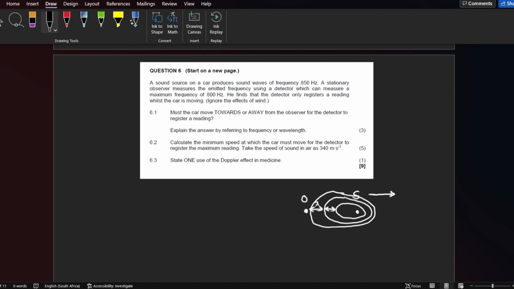Or if we're referring to the frequency and not the wavelength, then we say when the source moves away from the observer, the apparent frequency behind the source has now decreased. So that will always be a constant. As long as your source moves away, then your frequency will decrease. And if your source is moving toward your observer, then your frequency will increase. So that is a constant. So for 6.1, the answer will be away.